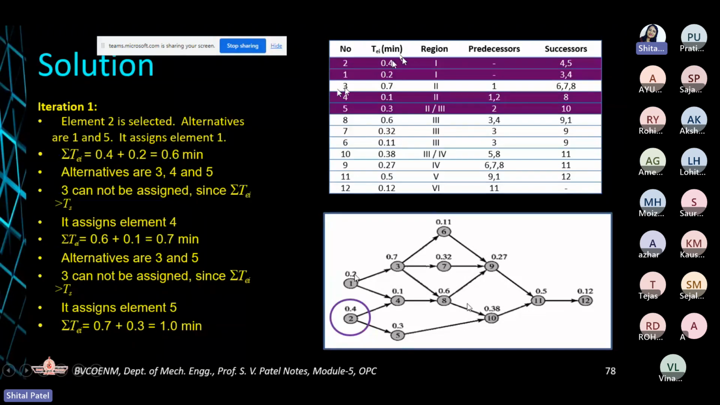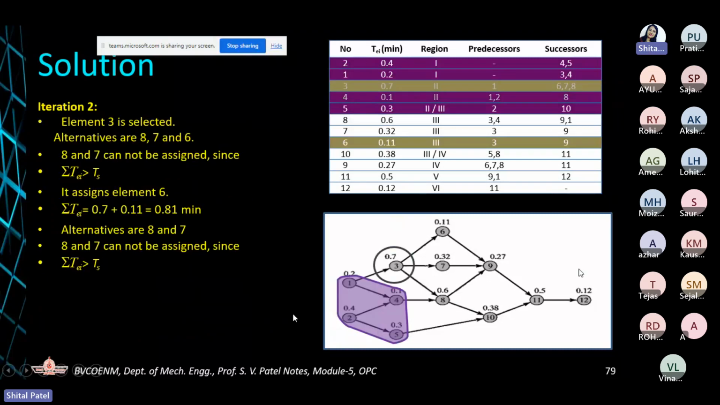Now let's go for activity number 3, 0.7, but it is exceeding, right? So that is why we are going to take the 4 and 5 activities. Now making a summation of all these four, it is less than or equal to 1 minute. So we are going to group these activities in workstation number 1. So here we have allocated.